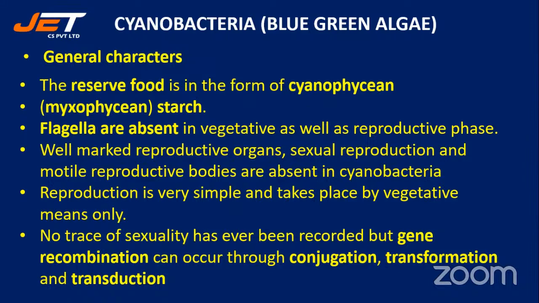Flagella are absent in the vegetative as well as the reproductive phase. There are no well-marked reproductive organs, no sexual reproduction, and no motile reproductive bodies in cyanobacteria. The reproduction process is very simple. Because these are bacteria, they reproduce by vegetative means only. No true sexuality has been recorded, but gene recombination can occur through conjugation, transformation, and transduction. Last class, we discussed conjugation, transformation, and transduction.